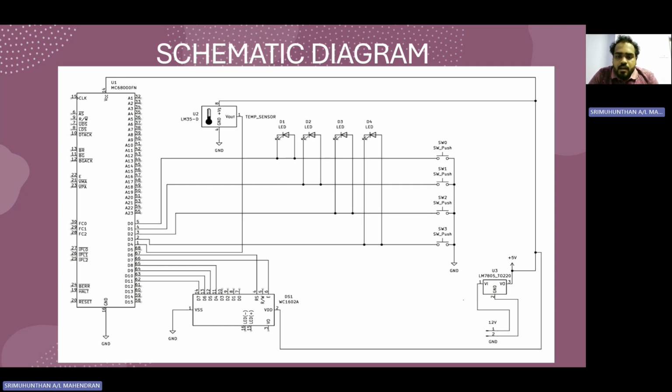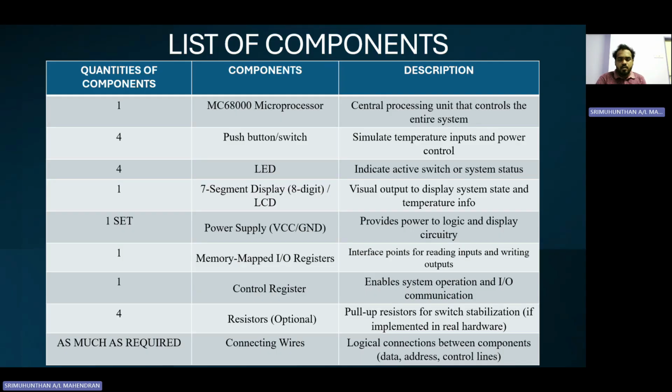Together with that, 4 LEDs are used as visual indicators, and the fan is powered directly from the 5-volt line to make the connection more compact. Overall, the schematic provides a basic but functional microprocessor-based temperature control system with input, output, and user interface components. Here's the list of components I would like to explain.